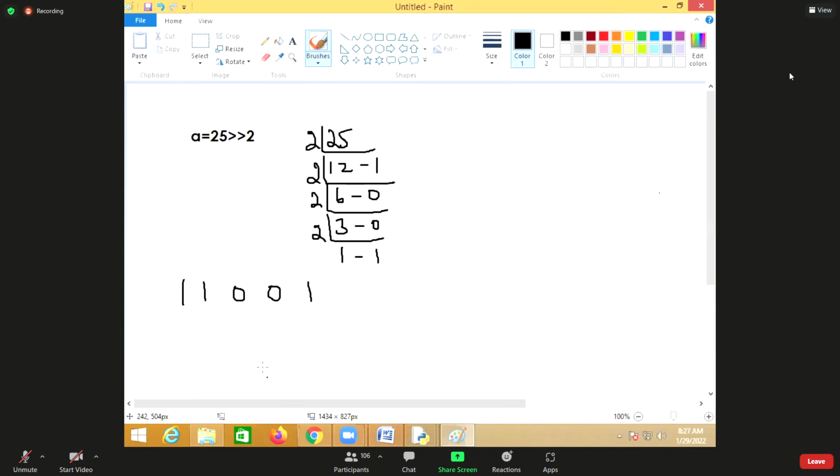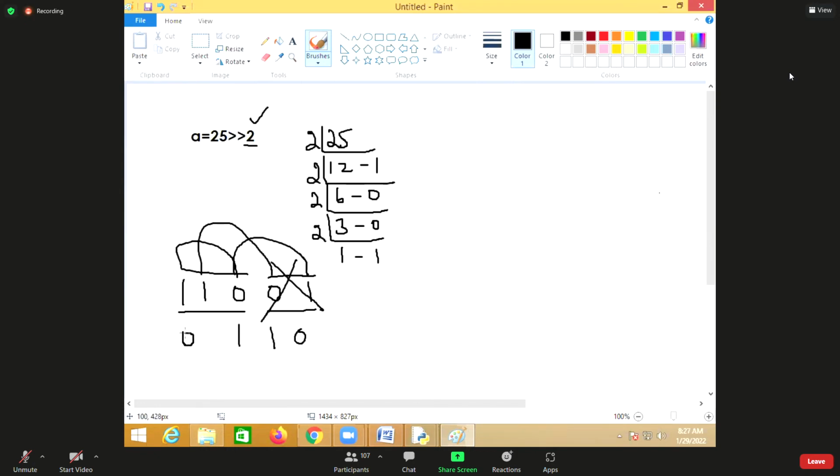Now shift 2 bits. Shift 2 bits means it will shift all the bits towards the right side. Whatever bits you are moving out, those bits get deleted. So this 0 is removed, this 1 is moved here, and this 1 is moved here. So what is the equivalent value here? 1, 1, 0, and the remaining are all zeros.